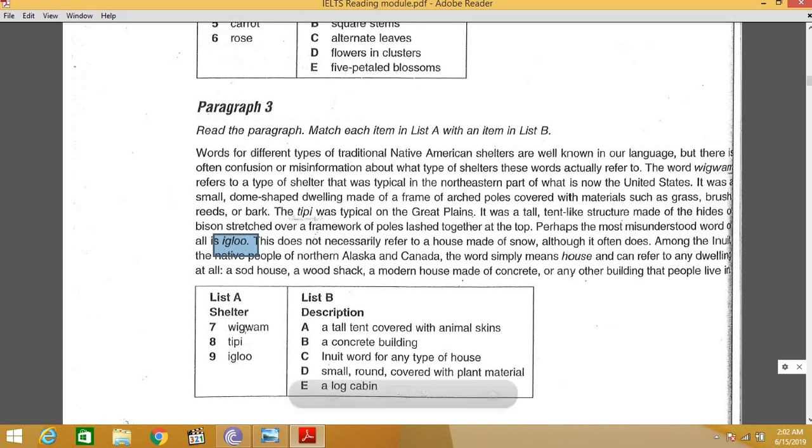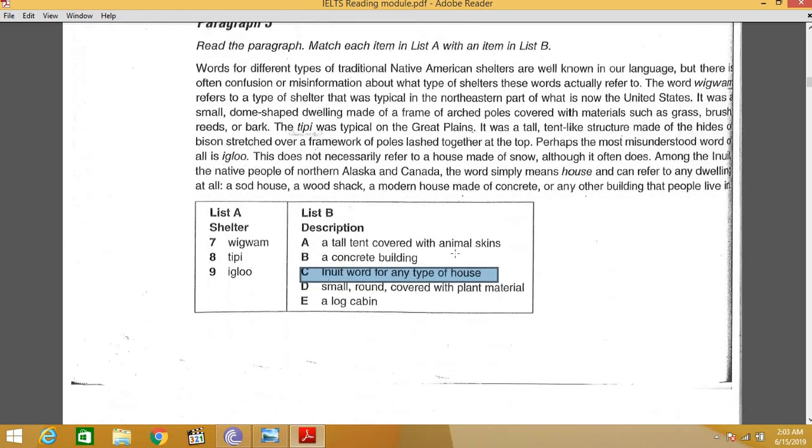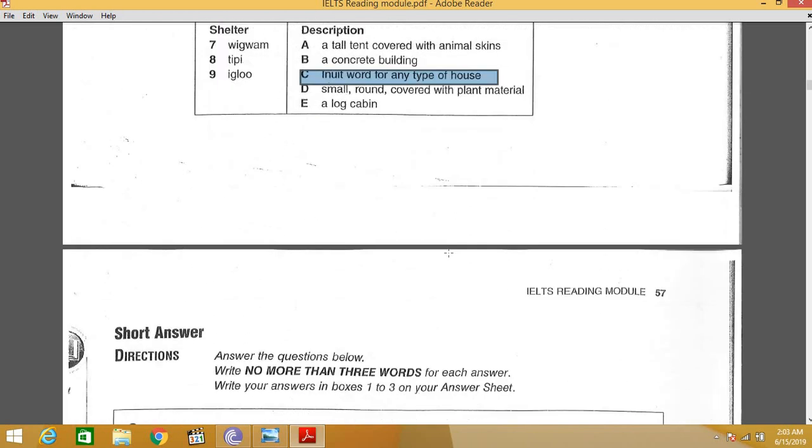Among the Inuit, the native people of northern Alaska and Canada, the word simply means house. There we find the meaning, the word simply means house, and can refer to any dwelling at all. Then we match this information with the answers here. Inuit word for any type of house. Answer to question number 9 is C. So this is the way we should identify the answer for that question.